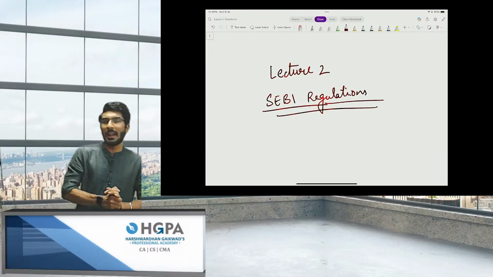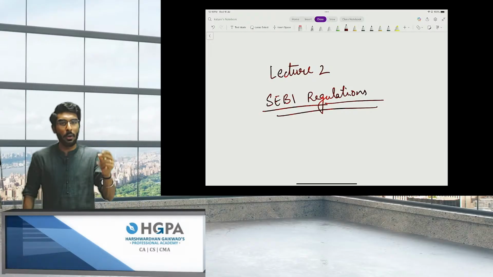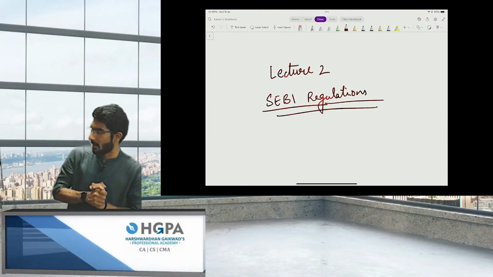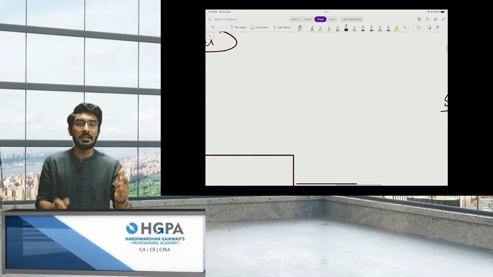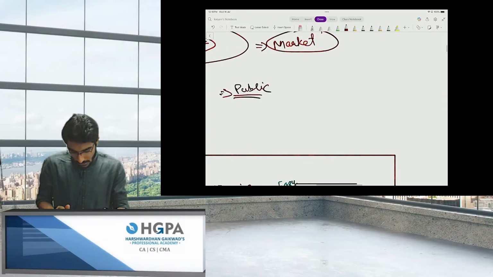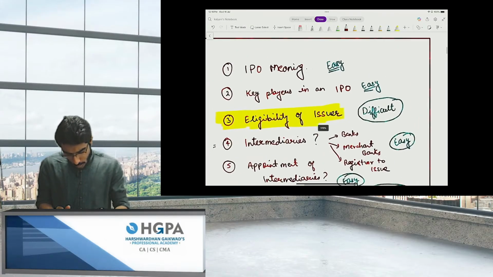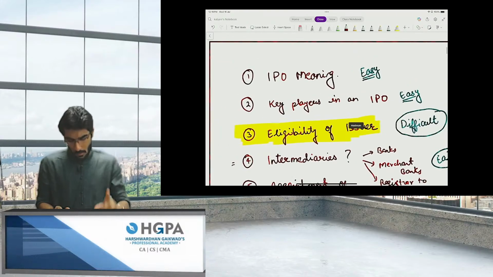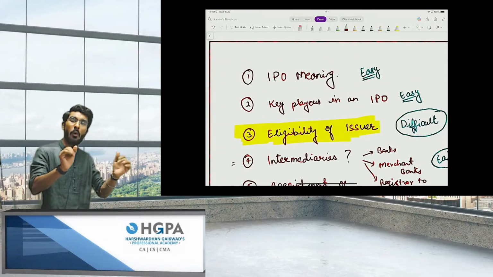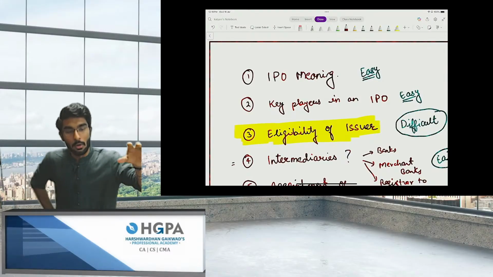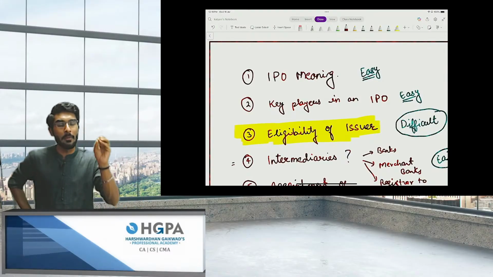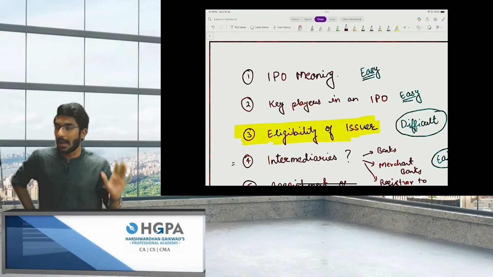Without wasting any time, people, let's quickly get started with these SEBI regulations. Yesterday, quickly revise what we have learned till now. We covered yesterday 2 topics. Number 1 is the meaning of IPO. What is the meaning of IPO, people? IPO means offering shares to the public for the first time on stock exchange.